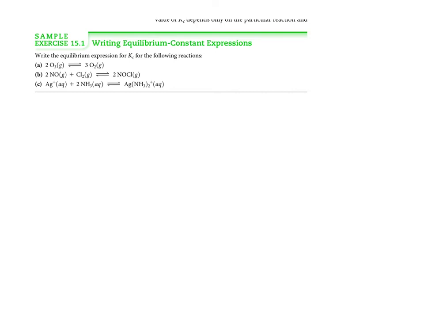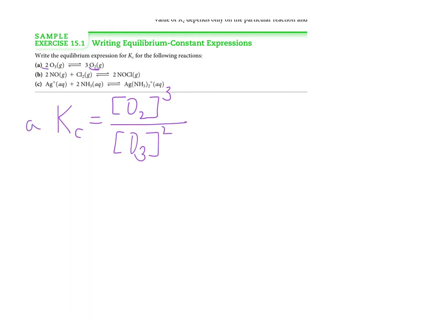So for the first one, Kc will be equal to, we'll take our product, which is O2, right here, and raise it to the power of its coefficient. So it'll be raised to the third power. That will be divided by any reactants, and here our reactants are O3, and that will be raised to its coefficient, which is the second power. So that's for letter A.